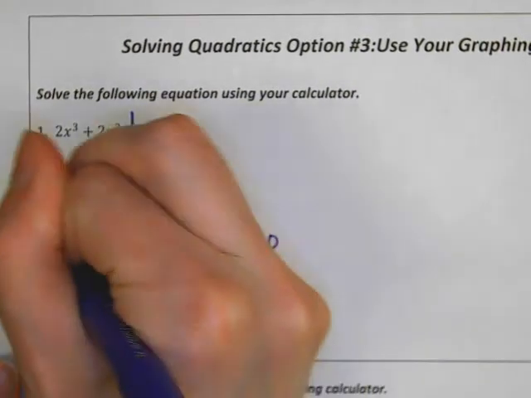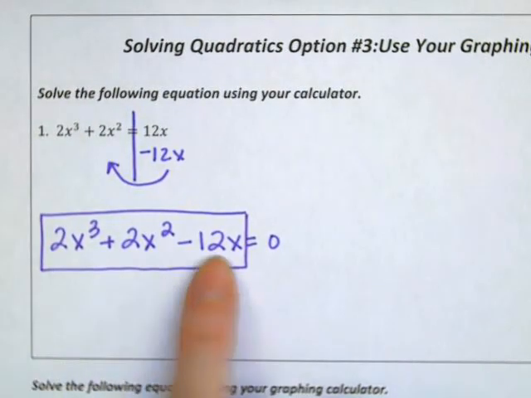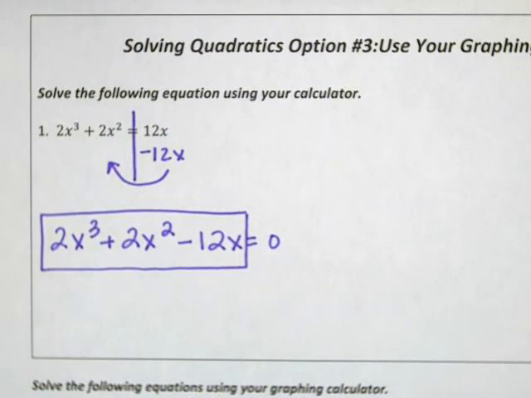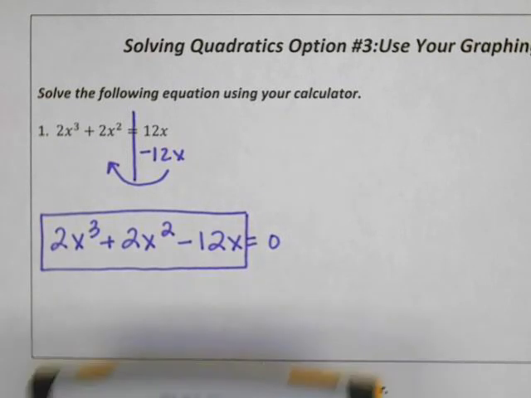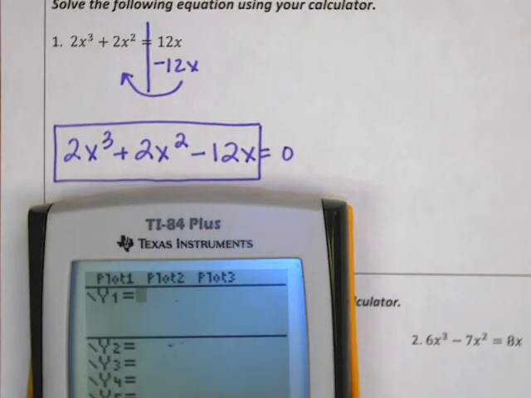Since we're going to use the graphing calculator, this is what you are going to type in. So when you're ready, let's type this into our graphing calculator. Let me get mine. Okay, so remember, go to y equals, and let's type this in. 2x cubed plus 2x squared minus 12x.